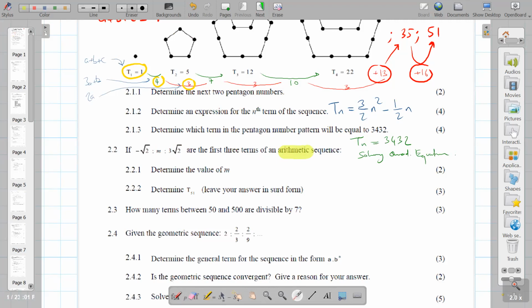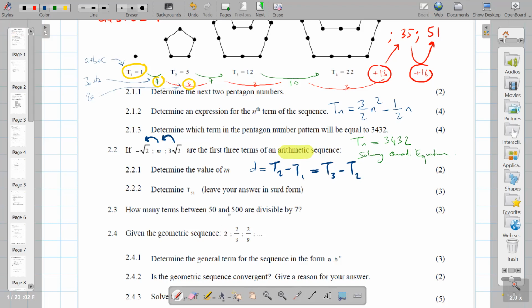When it is arithmetic, the condition is that the differences are the same. And it works like this: the second term minus the first term will be equal to the third term minus the second term. So that will be my equation: m minus negative root 2 is equal to 3 root 2 minus m. Then we will solve for m.